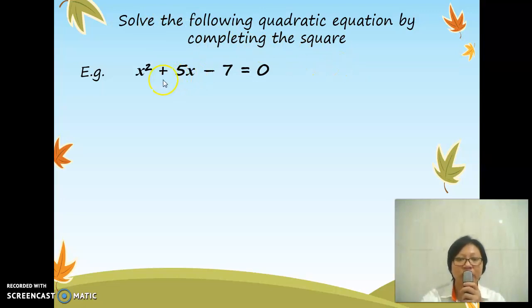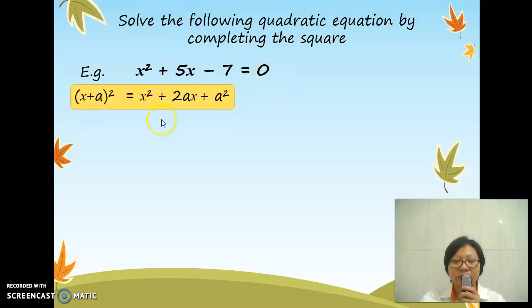As you can see, x squared plus 5x minus 7 is equal to 0. The first thing you need to do is just to remember the expansion of the algebraic perfect square x plus a, because as you can see, the linear term here is positive. So use the algebraic perfect square using addition here, x plus a squared, and then expand: x squared plus 2ax plus a squared.